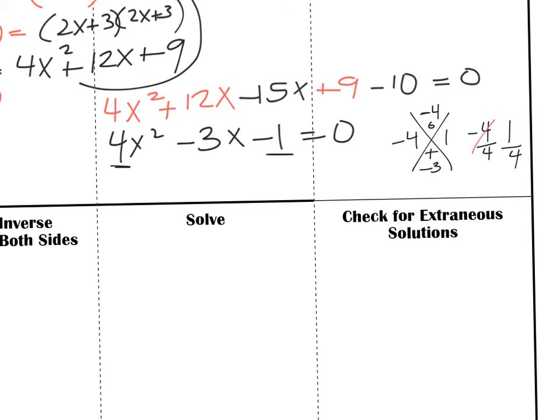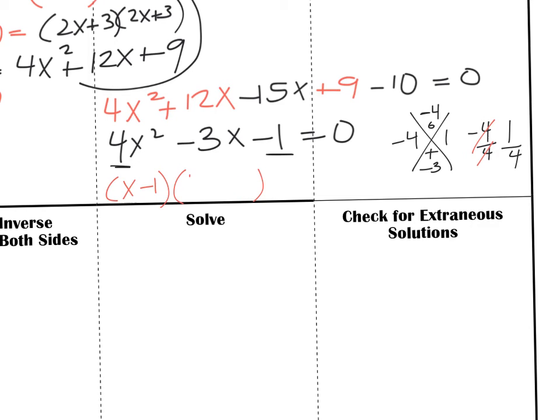So -4 divided by 4, that's a -1. So x minus 1 is going to be my first factor. 1/4, so that's x plus 1/4. That's going to be my second factor. Remember, you have to do bottoms up. So that will end up being 4x plus 1.